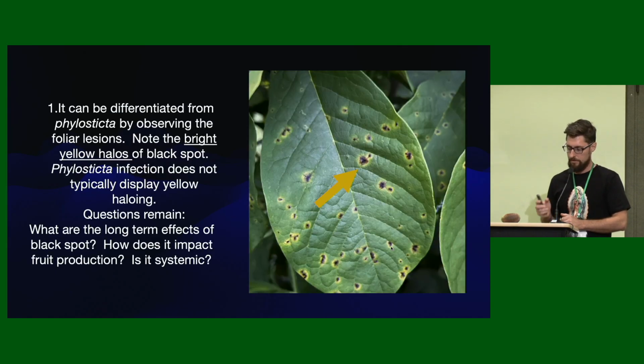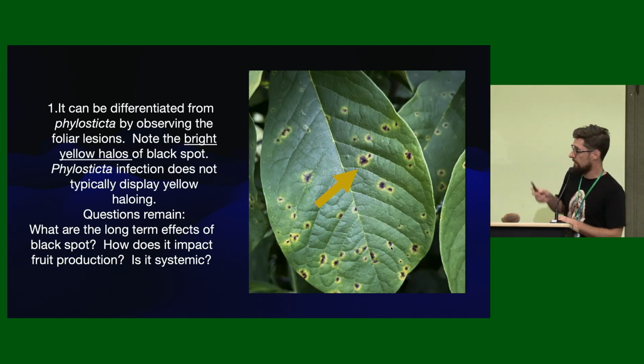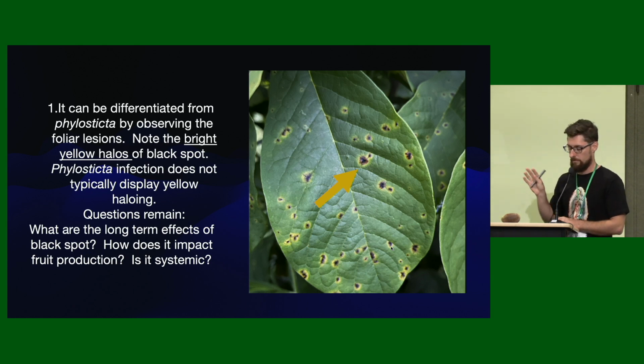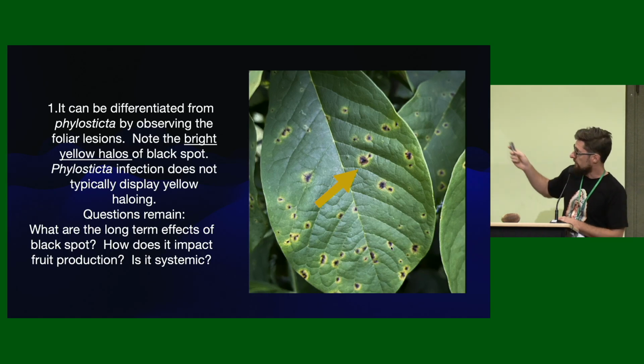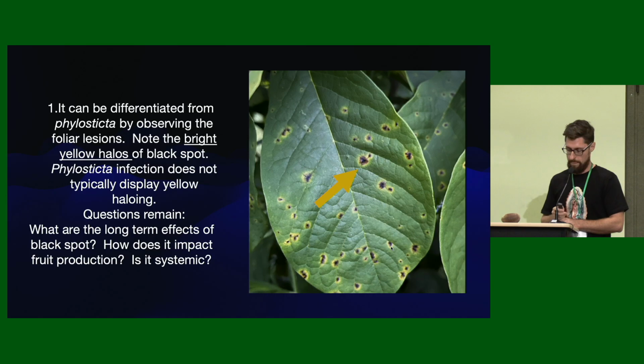It can be differentiated from Phyllosticta by observing the foliar lesions. Note the bright yellow halos of black spots. You might remember the Phyllosticta picture: they were just little black spots with a kind of grayish necrotic area with a little black circle around it. Black spot seems to have these bright yellow halos. So there are questions that remain. What are the long-term effects of black spot? How does it impact fruit production? Is it systemic?